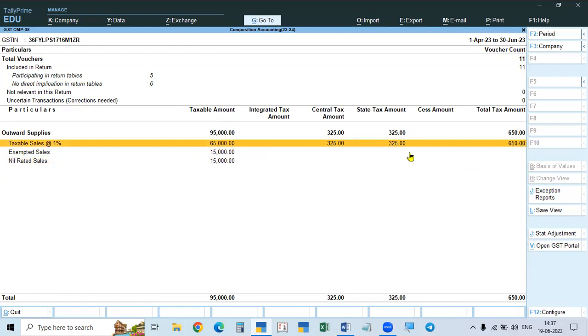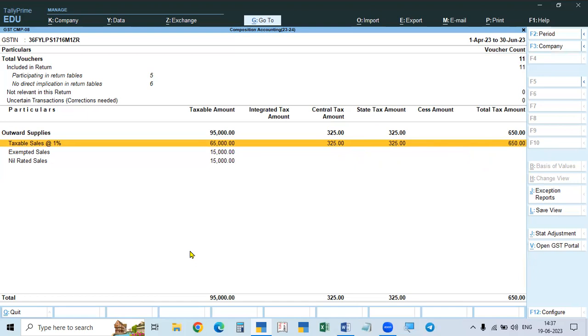It is divided half and half between central tax and state tax. 0.5% is central tax and 0.5% is state tax, 325 each. Total is 650. It is to be paid by the 18th of the next month after completing the quarter, and the statement is to be filed and the payment made.